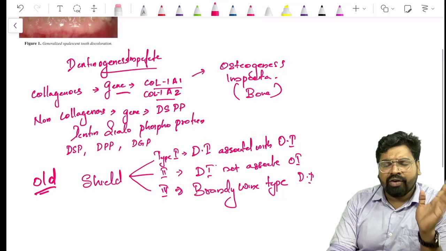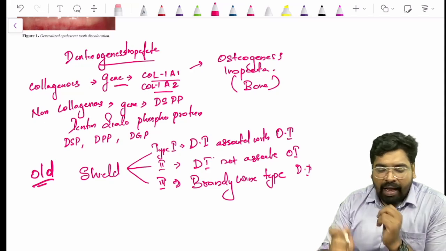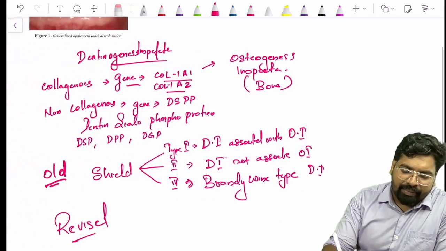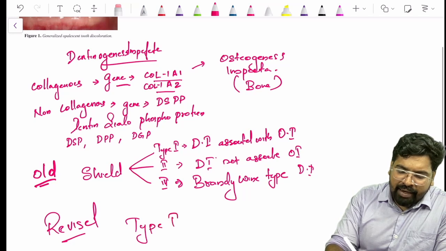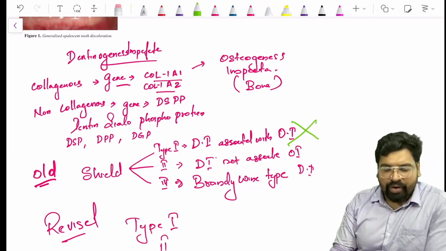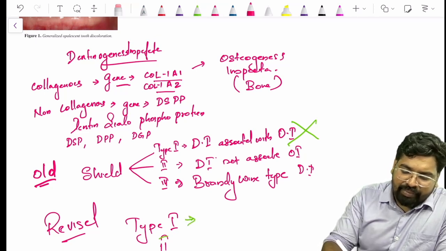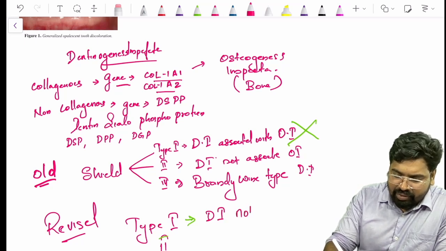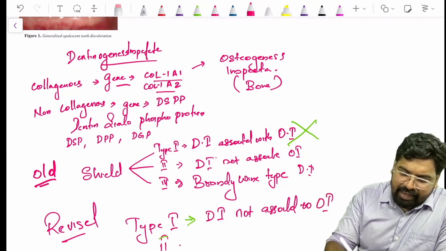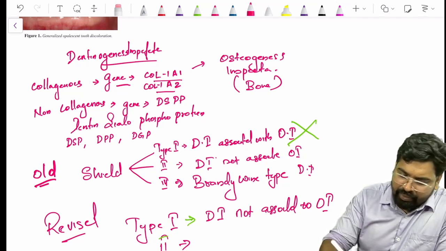When you are working on very old questions, you can see type 1, type 2, type 3, but in the revised classification there is only type 1 and type 2. We have completely omitted Shield type 1. Type 1 is dentinogenesis imperfecta not associated with osteogenesis imperfecta, and type 2 is the Brandywine type.